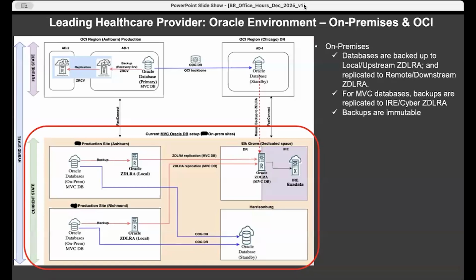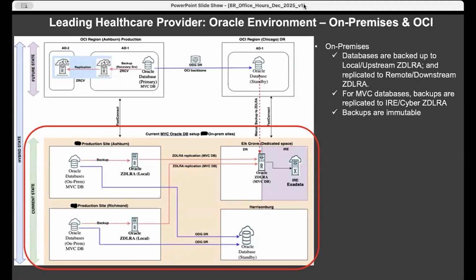Also, because this is our DR, we have Exadatas over here too, and we have standby databases running and all those things. So this ZDLRA can talk to that environment here. This is our DR production network on one side of the ZDLRA. On the other side, we have a network that can only talk to the IRE, the cyber resiliency environment.